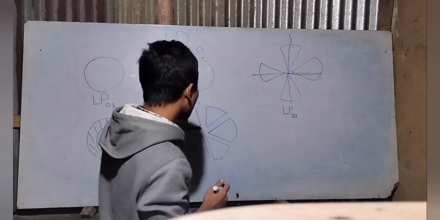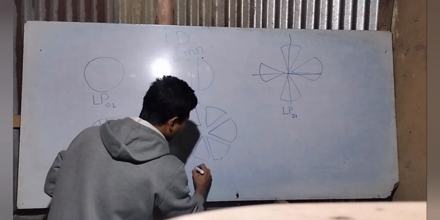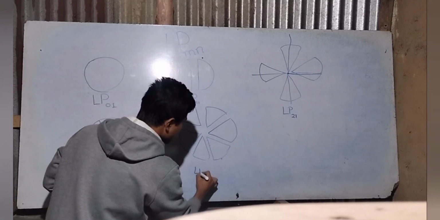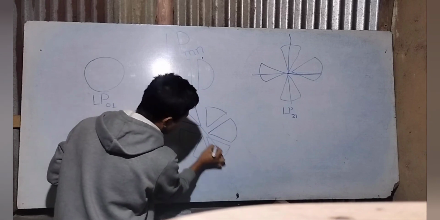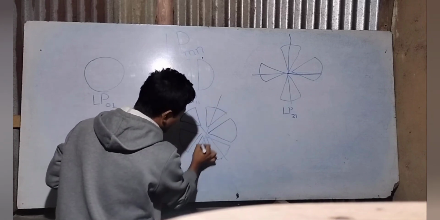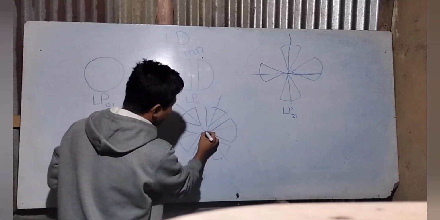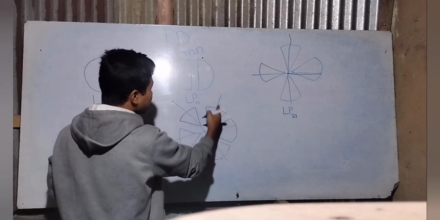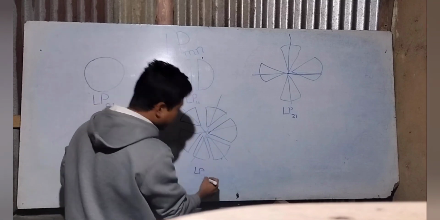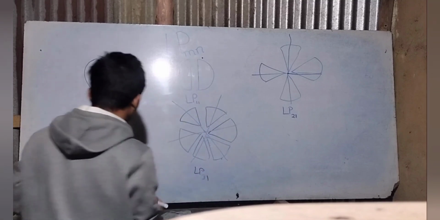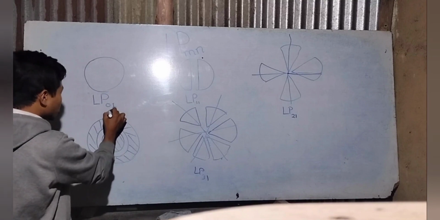For this one, how many lines? Let's name the fifth one, that is LP. We have 1, 2, and then we have 3. So LP3, and we'll take the radial line and rotate it. Maximum of one speckle pattern. So LP31.